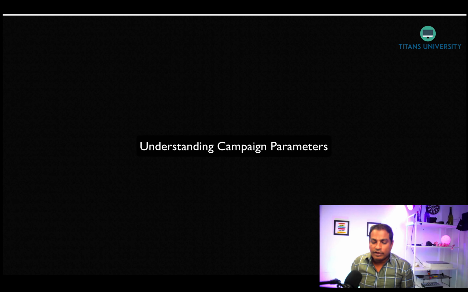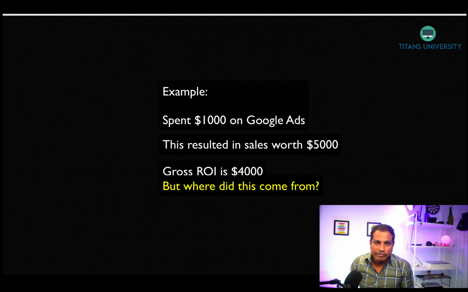All of us have specific goals that we want to achieve for our businesses, but along the way, we also need to understand that it is very important for us to track our efforts. I've spent $1,000 when I'm advertising. I've got about, let's say, $5,000 in sales, which is a very good thing because I've made a profit of $4,000. But you also need to understand where this $4,000 is coming from.